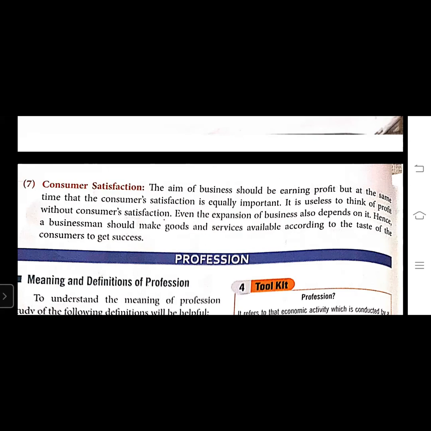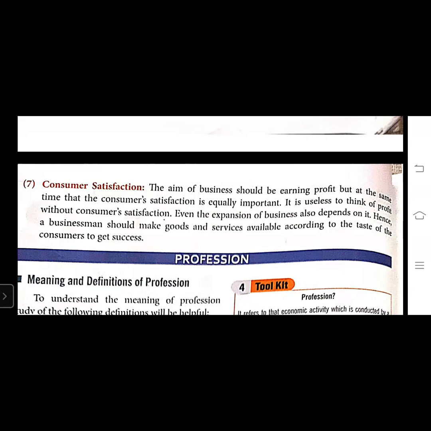If consumers are not satisfied, they will not purchase your product again and again, so your business will suffer losses. So it is useless to think of profit without consumer satisfaction. Even the expansion of business depends on it. If you want to expand your business, this point also affects. If consumers are satisfied, they will purchase your product again and again, your business will grow, and then you can expand it. Hence a businessman should make goods and services to the taste of the consumers to get success.